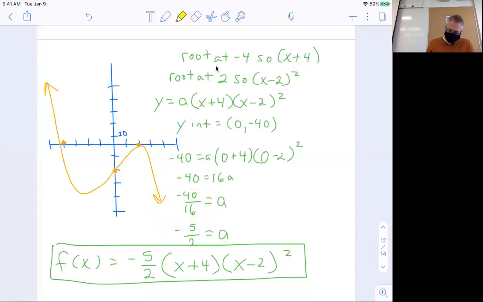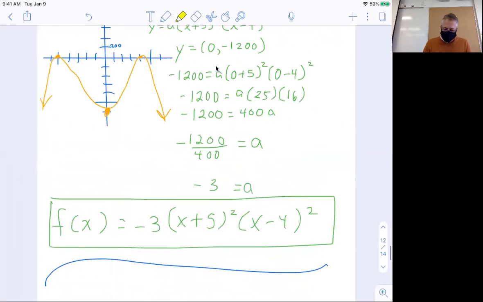And then the roots are here. So my x plus 4 came from that root, which was at negative 4. And my x minus 2 came from that root. And notice it's squared because it bounced. So we were talking about those.